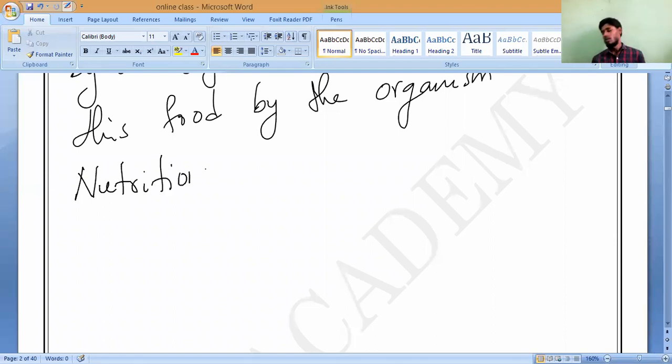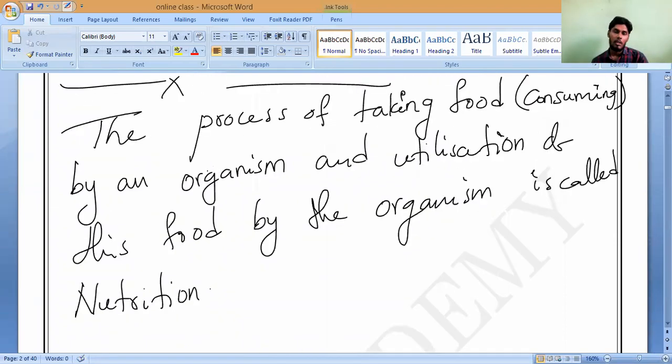Sir, one minute, sir. Okay, write it. Kaushik, suppose you are eating food. How you consume that food, and how it is useful to our body, both together are called nutrition. The mode of consuming as well as utilization is called nutrition. Completed?